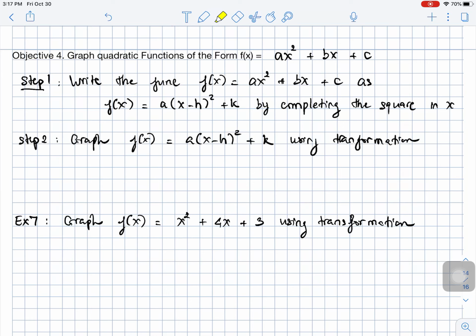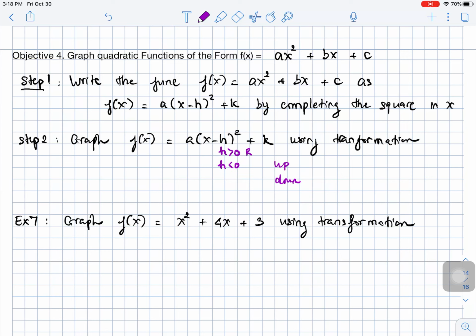Objective number 4. Graph quadratic functions of the form f of x equal ax squared plus bx plus c. Step number 1. We write the function f of x equal ax squared plus bx plus c as f of x equal a times (x minus h) squared plus k by completing the square in x. And then step number 2, we will use transformation to graph the function f of x equal a(x minus h) squared plus k.